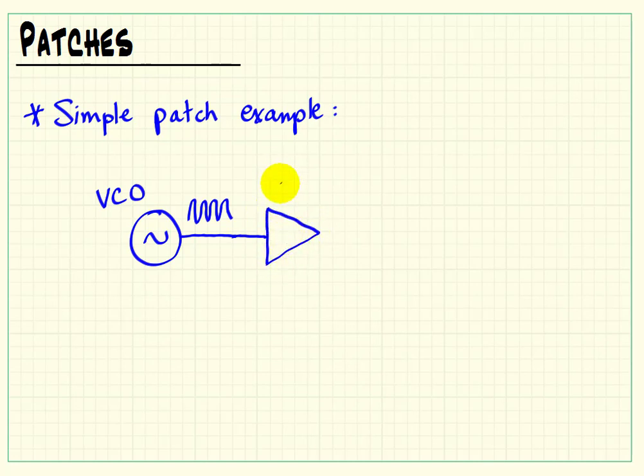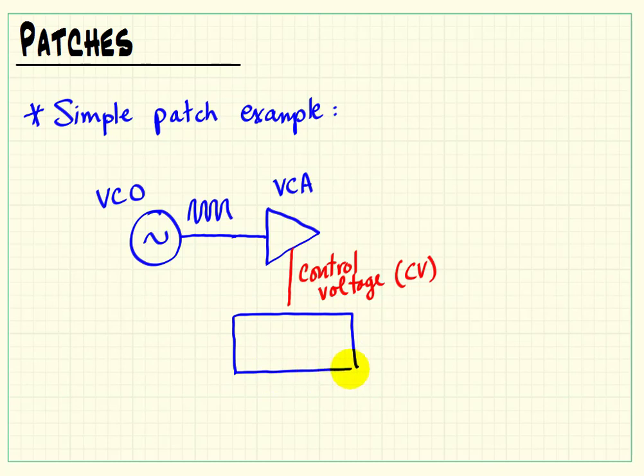Next, I'll pass this through an amplifier, denoted by the triangle symbol. This is called a voltage-controlled amplifier, where the gain of the amplifier is controlled by a voltage. And a control voltage generally is abbreviated as CV. Next, I'll draw a rectangle symbol to denote an envelope generator. And the purpose of the envelope generator is to produce a control voltage that can be used by the voltage-controlled amplifier.